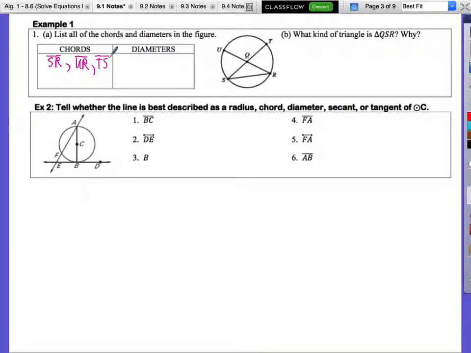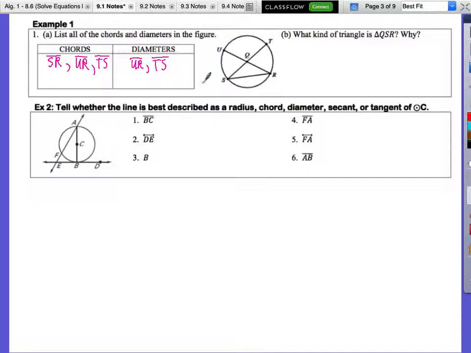Very good. Now, of these chords, which of them are diameters? UR and segment TS are both diameters. If Q is the center, what would that make QS and QR? Radii. They would both be radii.